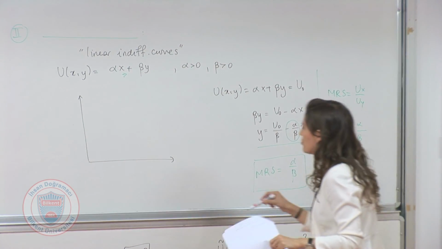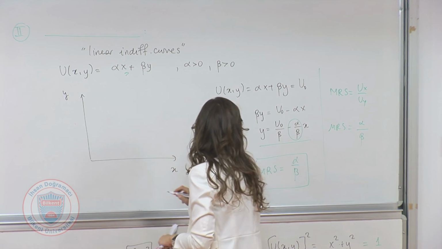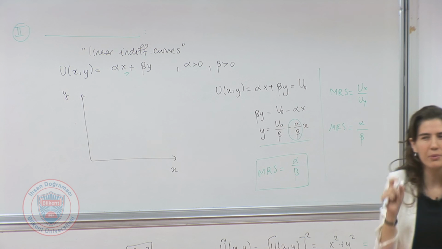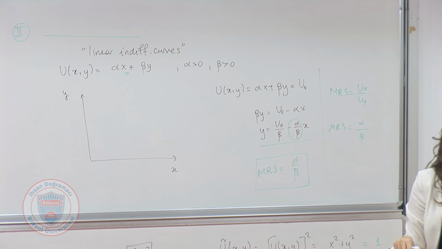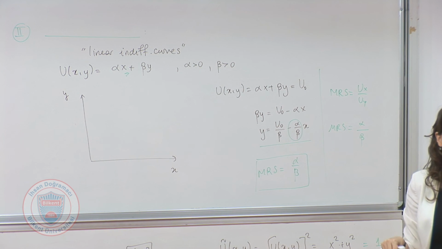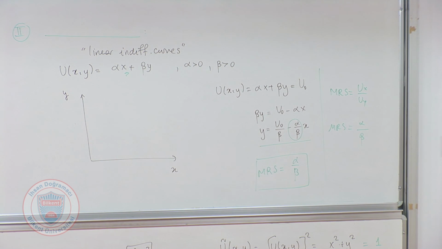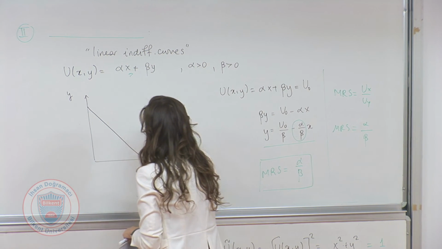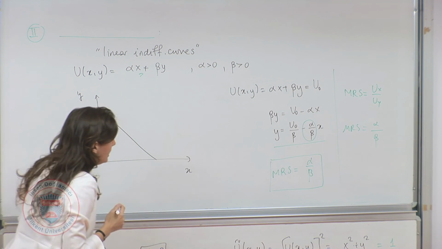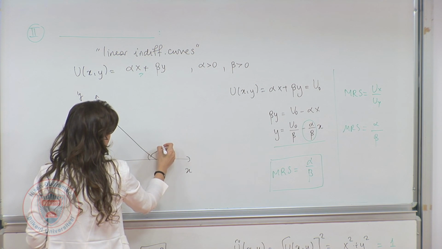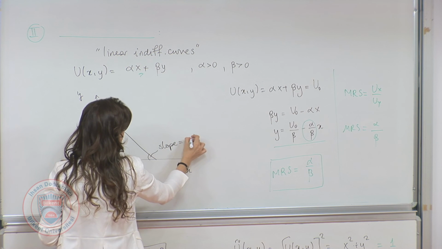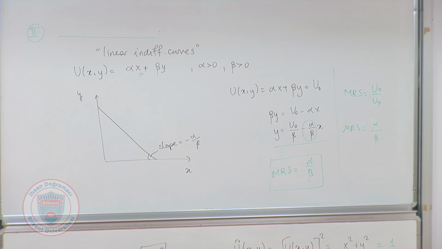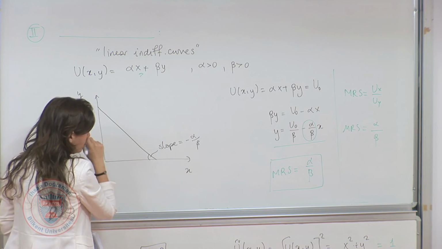Fine, so let's actually draw this. This is y, this is x. Remember, what did MRS mean? It means that in order to have one more x, how much y should I be giving up? And here it's always the same, at any point. So if I want to draw my indifference curve, as you said, these would be linear. So the slope is going to be minus alpha over beta. That's what you said, right? So this is the case.